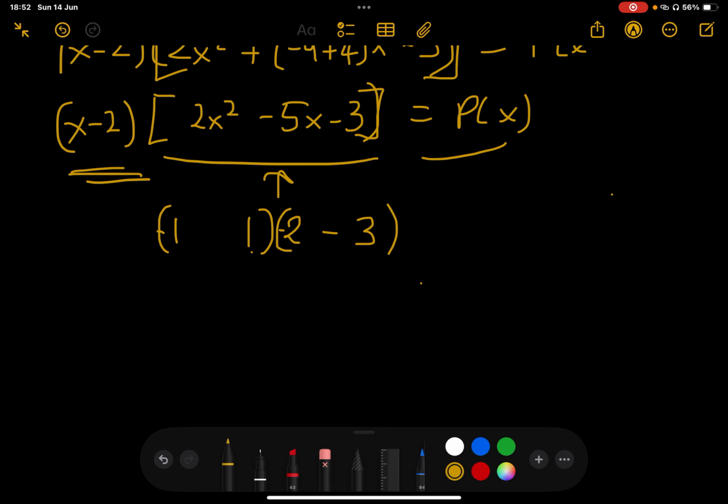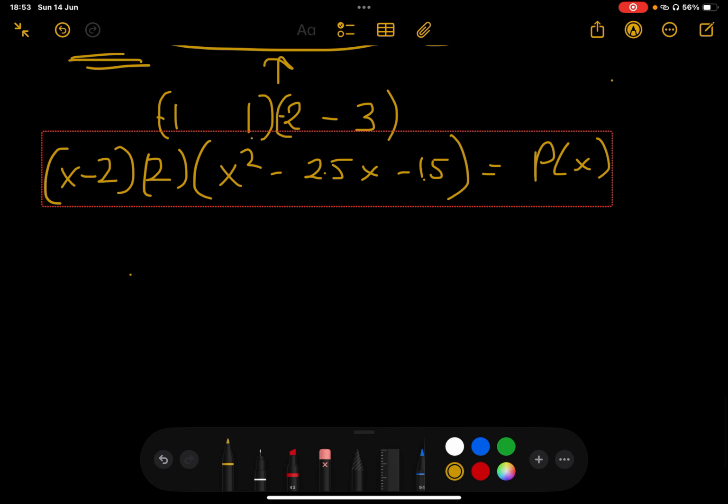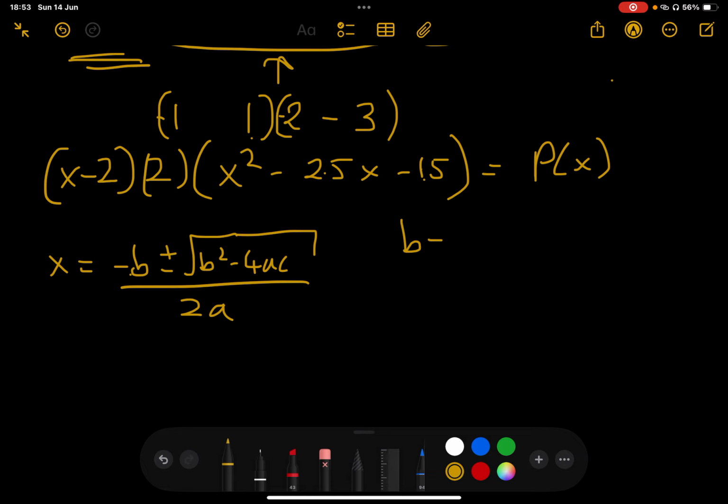All right, so let's write this out as x minus 2. Let's bring a 2 here. So now it's x squared minus 2.5x minus 1.5. Okay, and this is equal to p of x. Now we have a formula that says x is equal to minus b plus or minus the square root of b squared minus 4ac all over 2a. And here b is minus 2.5, a is just 1, and c is minus 1.5.